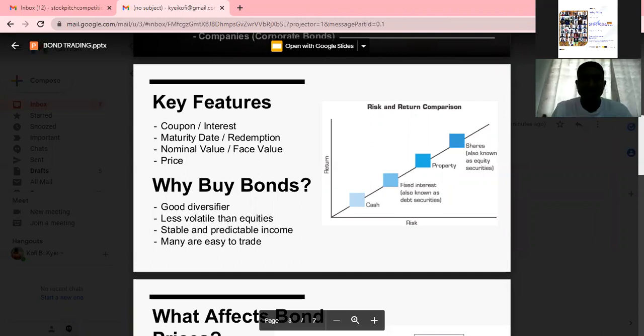So we look at the key features of a bond. A bond has a coupon or an interest. When you buy a bond, as part of the bond, you are given a specific interest that you'll be receiving periodically, called a coupon. On the equity side, we'll call that a dividend.